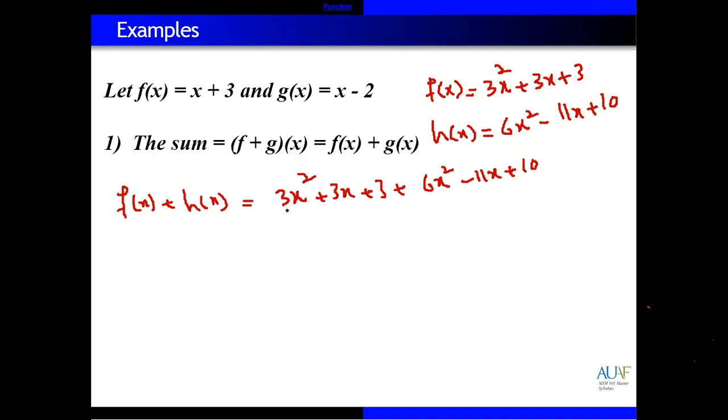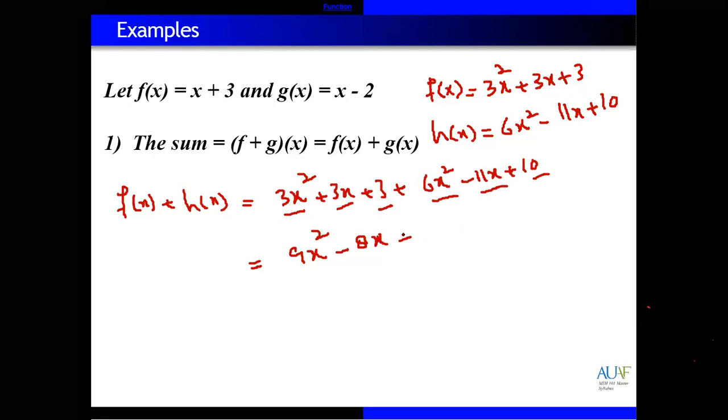Okay, we have 3x square and also we have 6x square. So add these, 3x square with 6x square equal to 9x square. Okay, 3x minus 11x. So 3 minus 11 equal to what? 3 minus 11 equal to minus 8x. Then 3 with 10, so 3 with 10 equal to what?